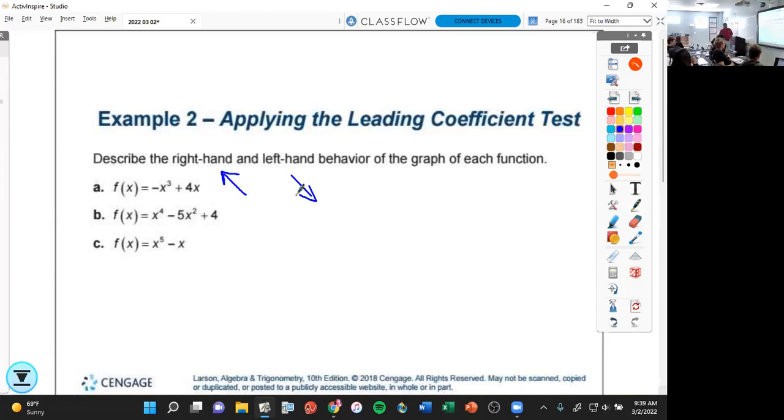Okay, part B. What is the leading term? X to the fourth. What is the degree? 4. Leading coefficient? 1. Even or odd? Even, which means the ends go together. In this case, it's an up. That's an up, and that's another up. That's an up. Now I'll do a down.